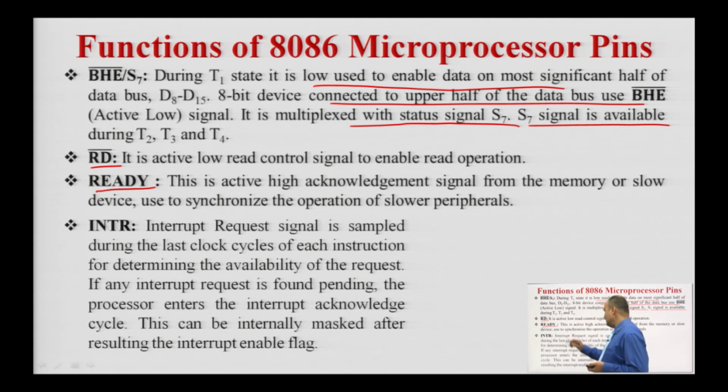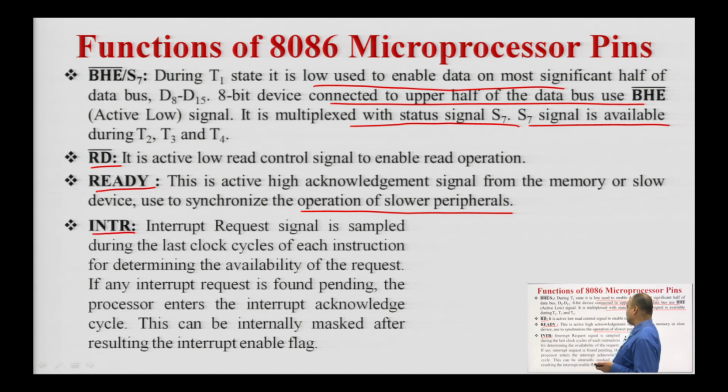Next is the ready pin. This is an active high acknowledgement signal from the memory or slower device. Whenever peripheral devices are connected with the microprocessor, the ready input signal is used by the microprocessor to check whether the peripheral device is ready for communication or not. It is used to synchronize the operation of slower peripherals and to perform efficient communication.